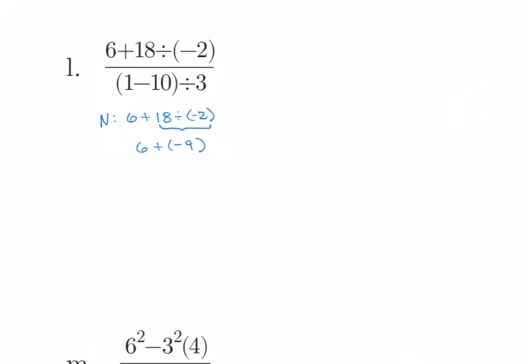And now if we go ahead and simplify this, positive 6 and negative 9 have different signs, so we're going to subtract and keep the sign of the larger number. So we get negative 3 is our top.